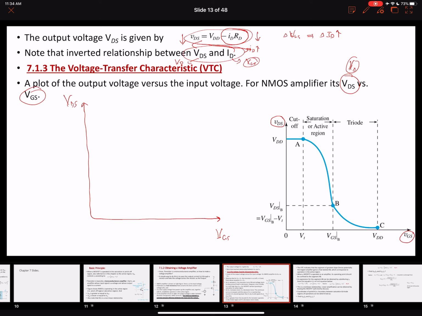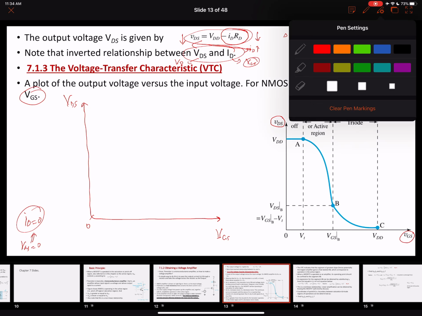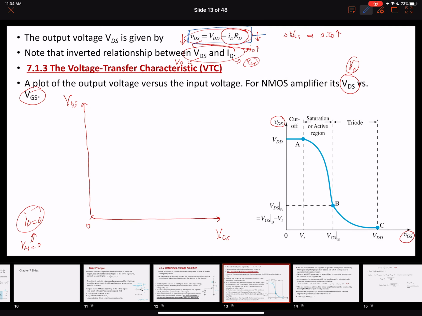So what will happen when our gate to source voltage is 0? When gate to source voltage is 0, no channel will be induced and the drain current will be equal to 0. Let's call this equation A. When the drain current in this equation is equal to 0, the voltage VDS will be equal to VDD.